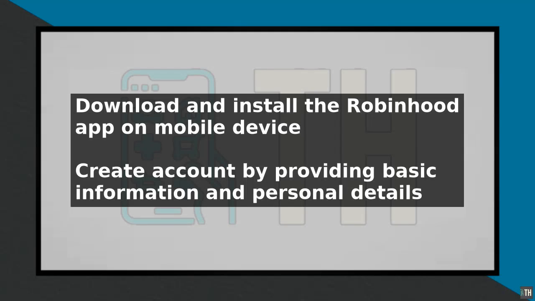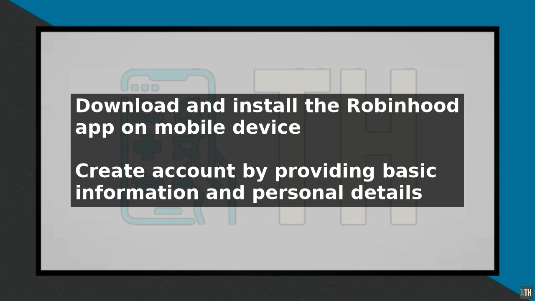Welcome to this guide on how to buy on the Robinhood app. Robinhood is a popular trading platform that allows users to buy and sell stocks, options, and other financial instruments. To get started, you will need to download and install the Robinhood app on your mobile device.